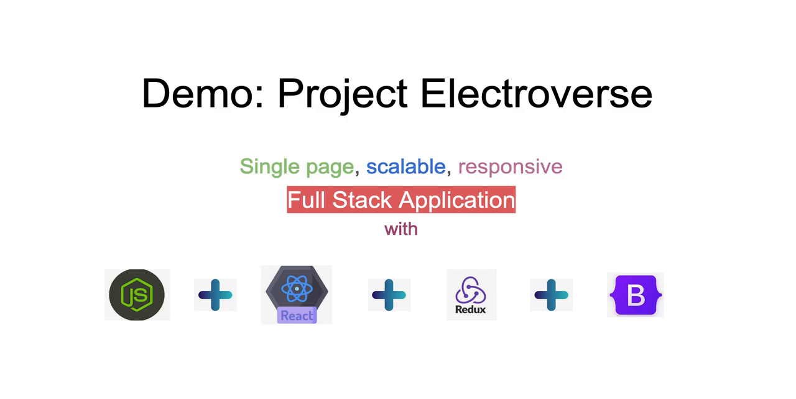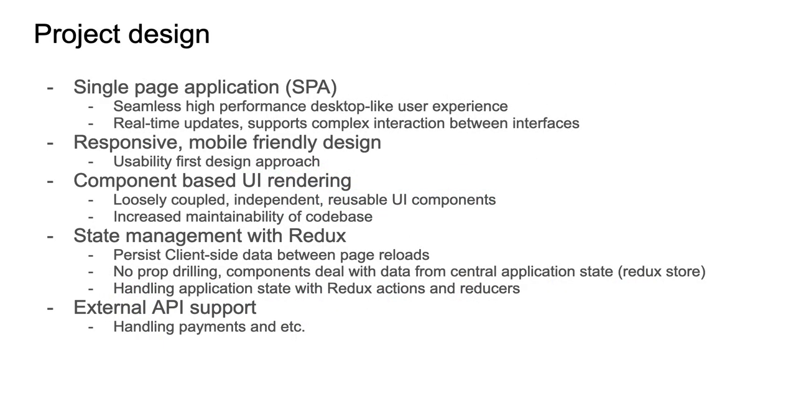This is going to be a demonstration about my full stack application project called Electroverse. This project is single page, scalable and responsive, so it can be used from any device. The tech stack I used to build this project is JavaScript, React, the state management library Redux, and Bootstrap. So let's dive deep inside.